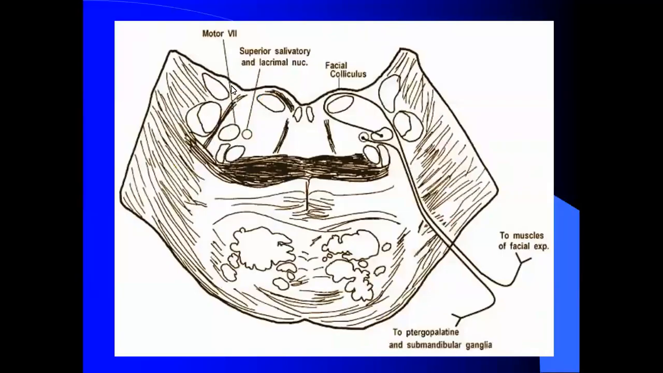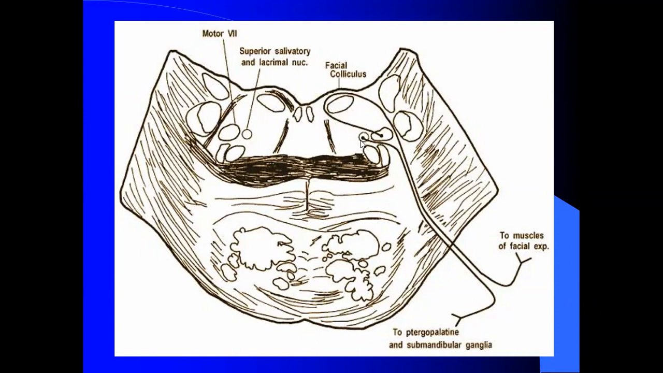Cartoon. Here's the motor nucleus of 7, or its location, middle cerebellar peduncle, just for orientation. Here's the superior salivatory nucleus and also the lacrimal nucleus right next to it. This is the facial colliculus, which we see in the floor of the fourth ventricle. And this will be therefore the abducens, which we'll come to.